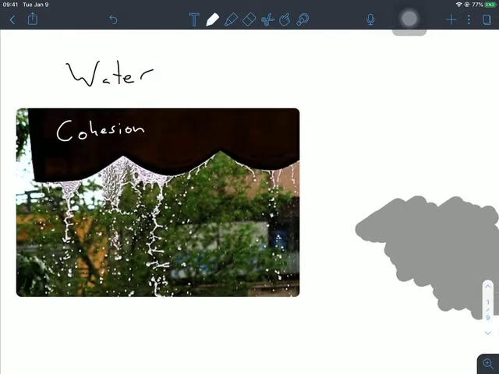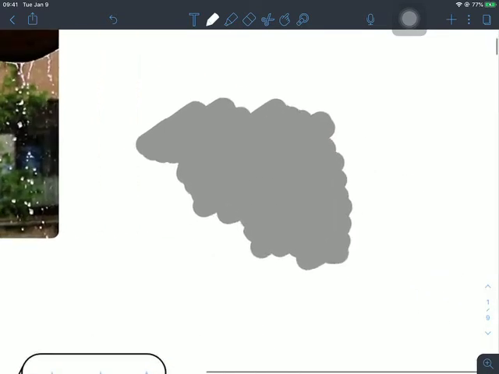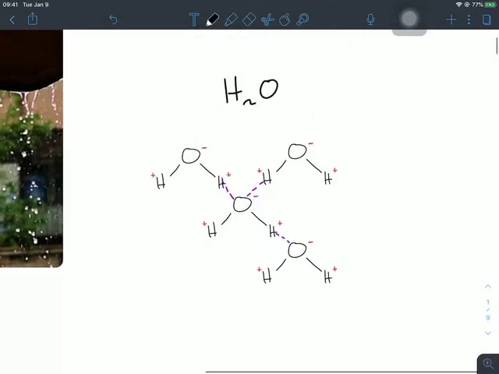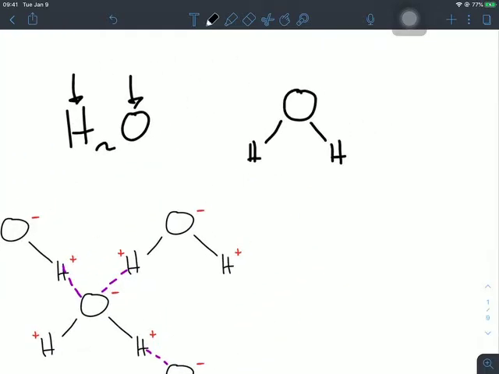Now, cohesion is a property that stems from the chemical structure of water, which, if you've taken chemistry before or are familiar with it, has the chemical formula H2O, meaning that there are two hydrogen atoms and a single oxygen atom per water molecule. They adopt a bent V shape with two hydrogens sticking off of the sides, and then the oxygen has two pairs of electrons coming off of the top.